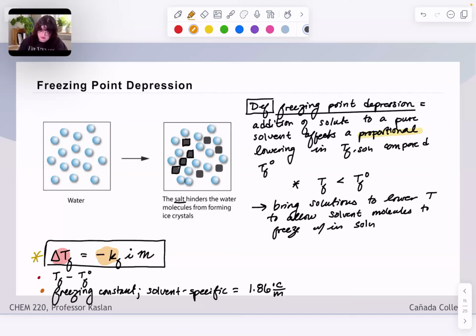So just like our boiling constant was 0.51 something, remember I kept calling it 0.519, but I know it's not that. We have about a little over double that and a little over triple that for our freezing constant. So if we were looking at something else that wasn't water, we would have a different freezing constant.